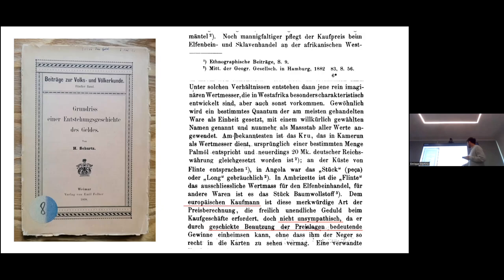And then he also notes that the European trader likes the system because even though it's quite complicated, it requires a lot of patience, he likes it because he uses it properly. That's how he makes his profit. So the logic of profitability in the slave trade comes actually through the unit. And I want to explain how.